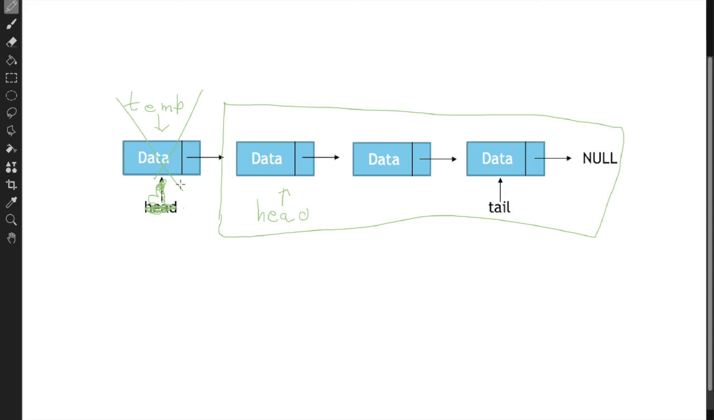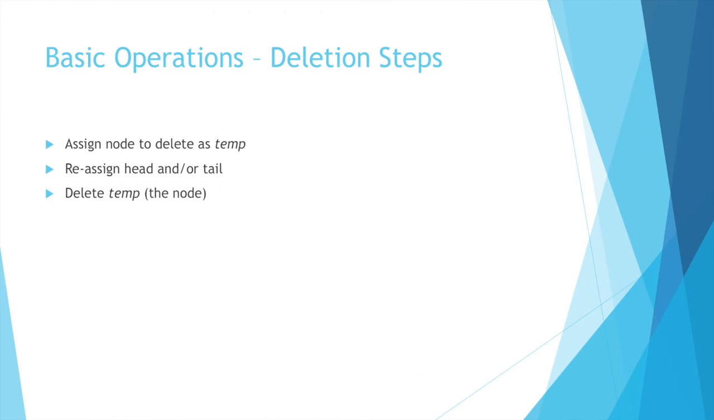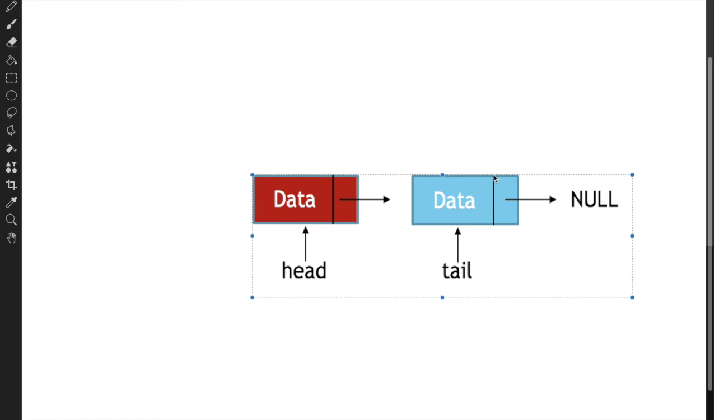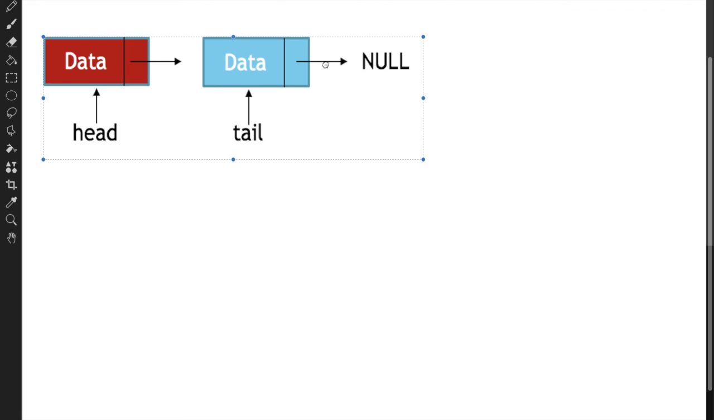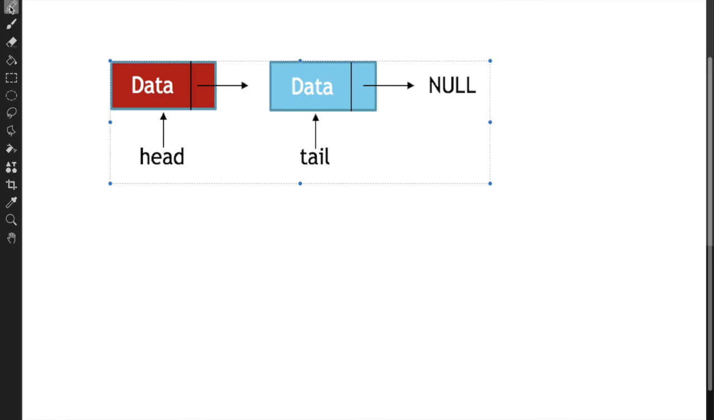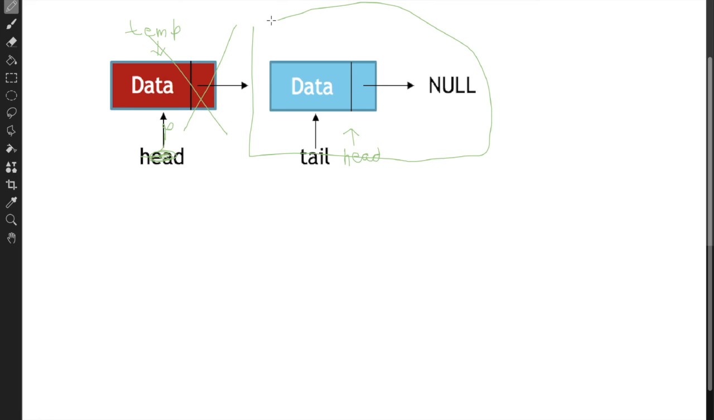Now let's talk about the other two cases as well. This is the simplest case, wherein we have multiple elements. This is my second case, when I have two elements and I'm going to delete the first. Again, in this case, what I'm going to do: assign temp, move head here, and delete this. So this will be my new list.